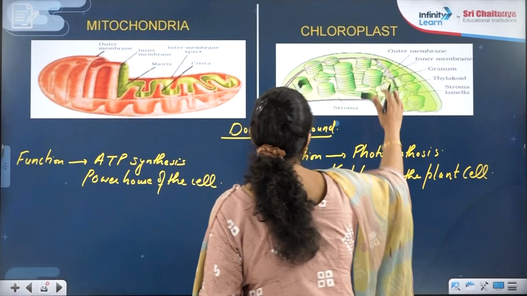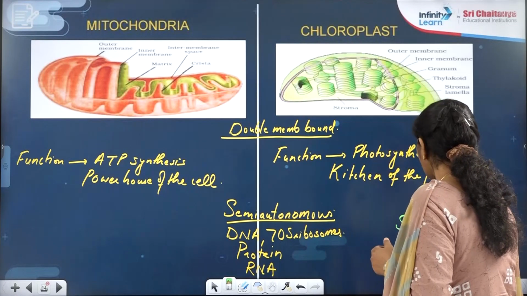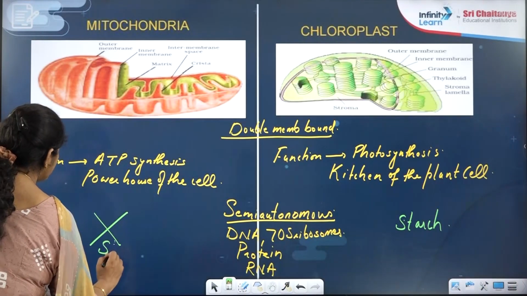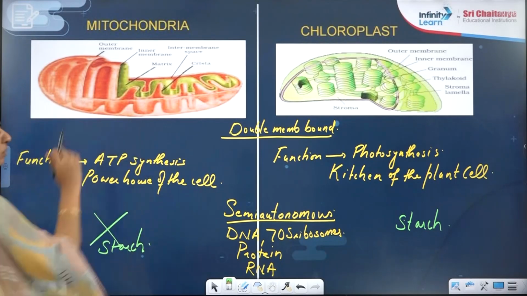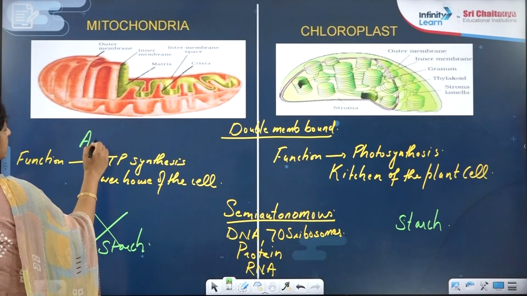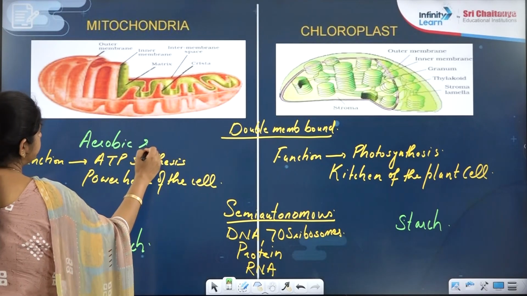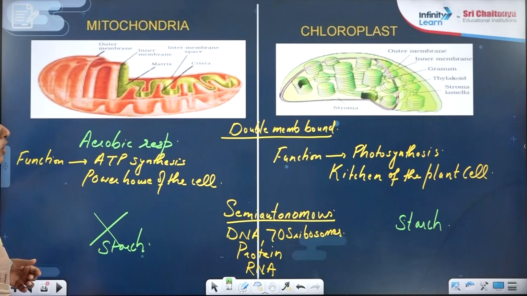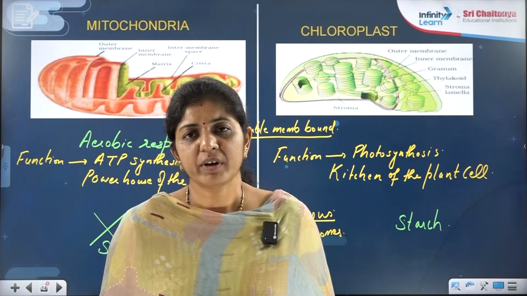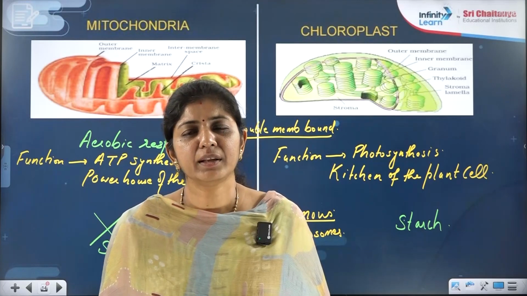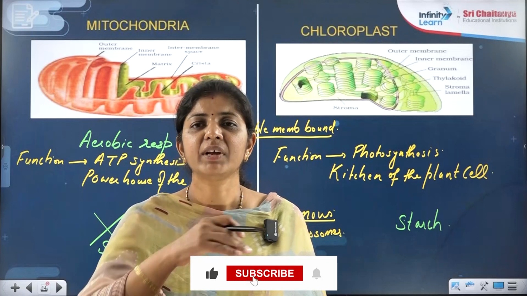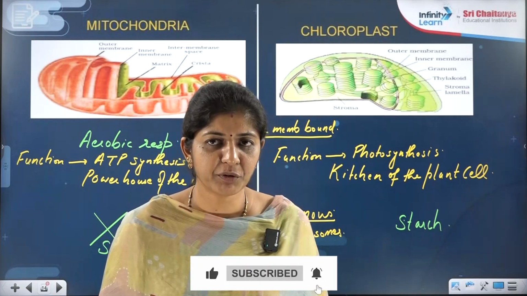In the matrix of the chloroplast, you will find starch, but there is no starch in the matrix of the mitochondria. So can I say the mitochondria's main function is aerobic respiration, right? All the steps of aerobic respiration happen in the mitochondria, like the link reaction in the matrix, the Krebs cycle in the matrix, and so on, and the electron transport will happen in the inner membrane of the mitochondria.